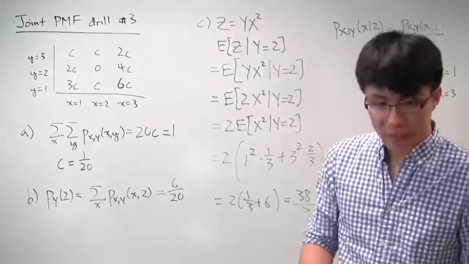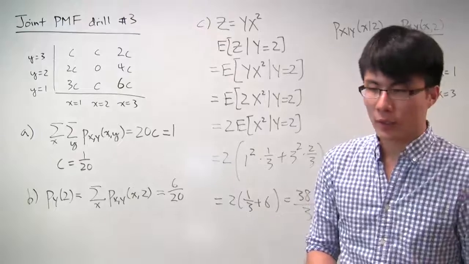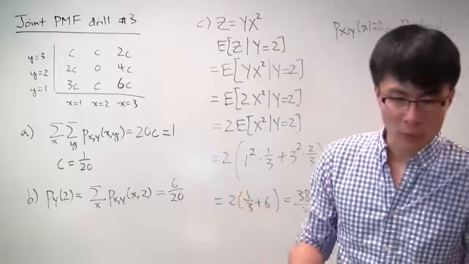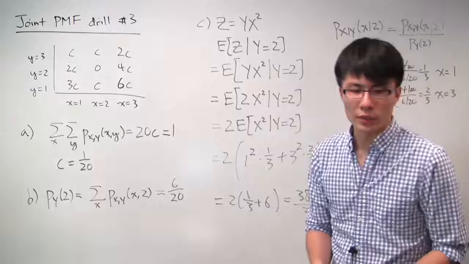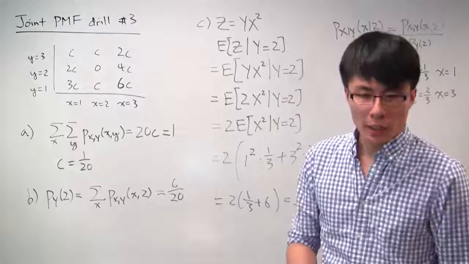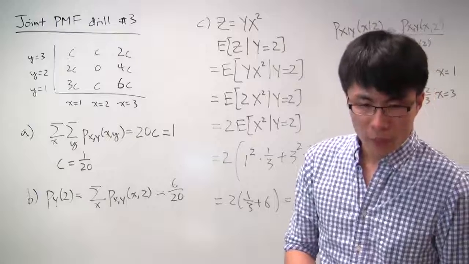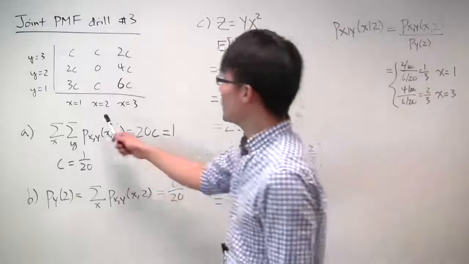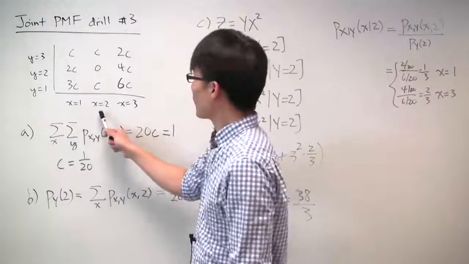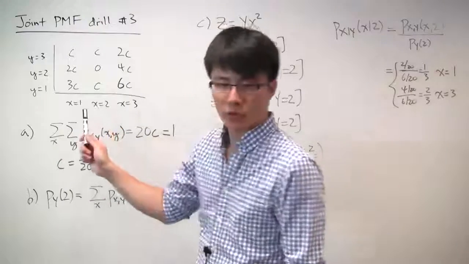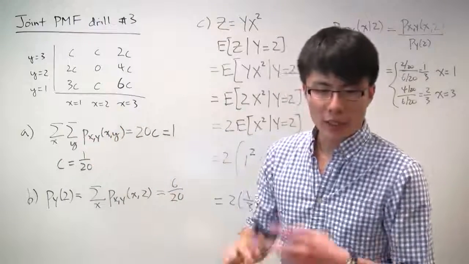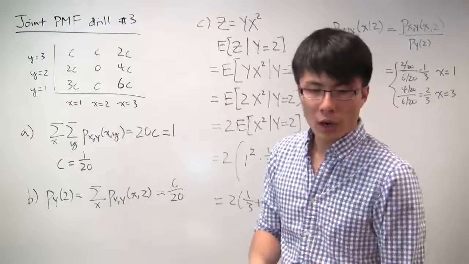And part D asks us a less mathematical question, but more intuition. So the question asks us, suppose that we know that x is not equal to 2. So we condition on the fact that x is not equal to 2. And we're asked, in that conditional universe, are x and y independent?